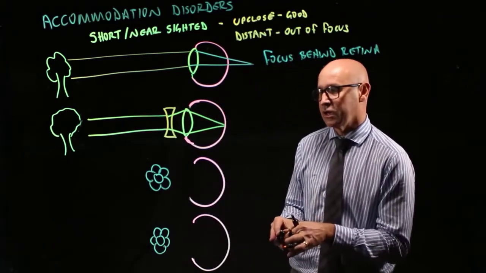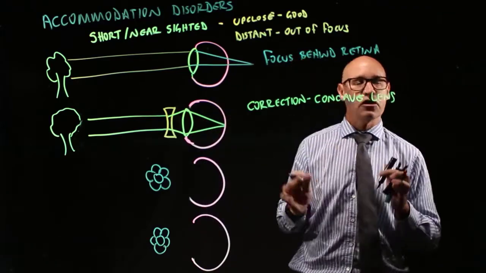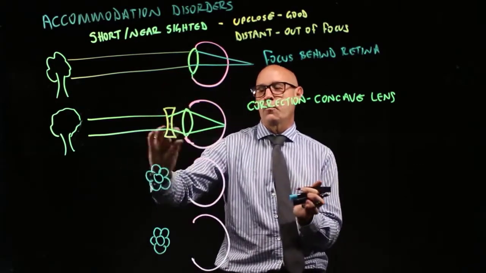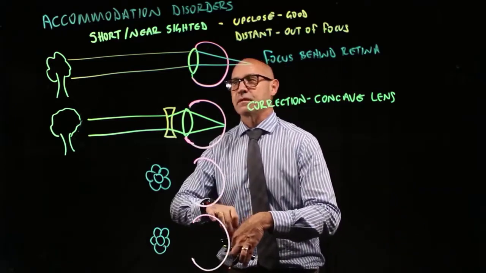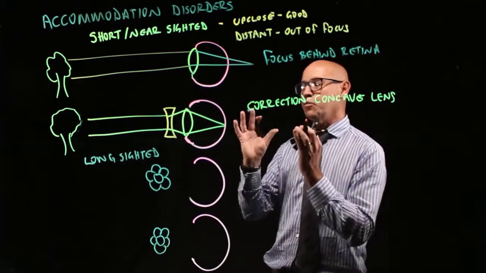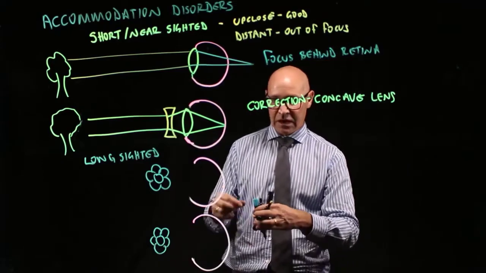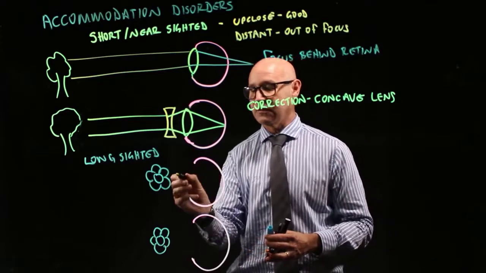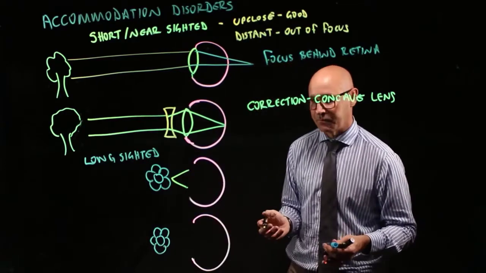So the correction is with a concave lens, because that concave lens diverges the light for when it hits the lens. Let's see what happens with long-sighted. Somebody who's long-sighted can see well in the distance but has trouble seeing things that are up close. And the reason for that is that the light coming from a close object, we say that the light rays come in at more of a sharp angle.